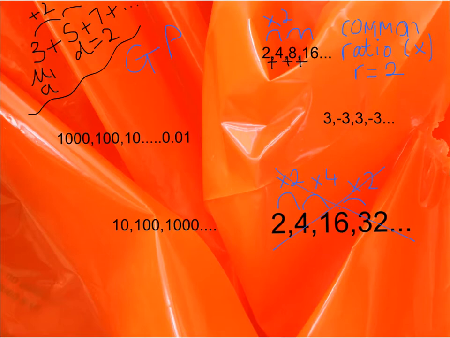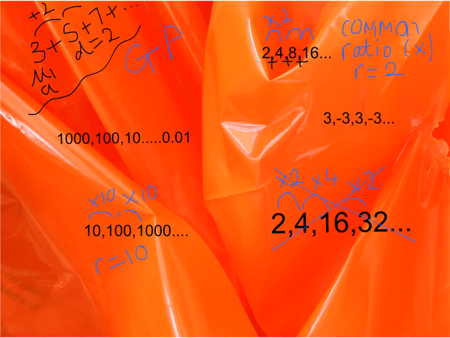Okay, let's have a look at this one. 10, 100, 1,000. A is 10, and are we timesing by the same? Yes, we are. Can you see we're timesing by 10, and therefore this is a GP with A 10 and R as, yes, A 10 and R is 10, isn't it?